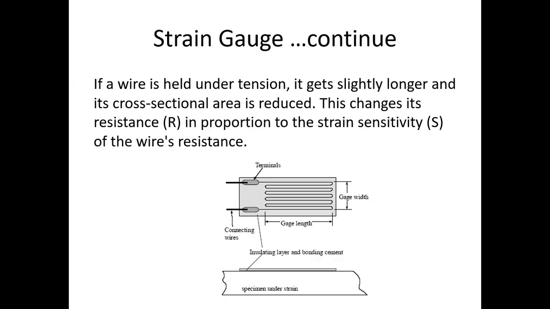With this, we'll discuss how a strain gauge works. Basically, it's a tiny wire which is held under tension. It gets slightly longer, and its cross-sectional area is also reduced. This change in resistance is proportional to the strain, or the sensitivity of the wire resistance.